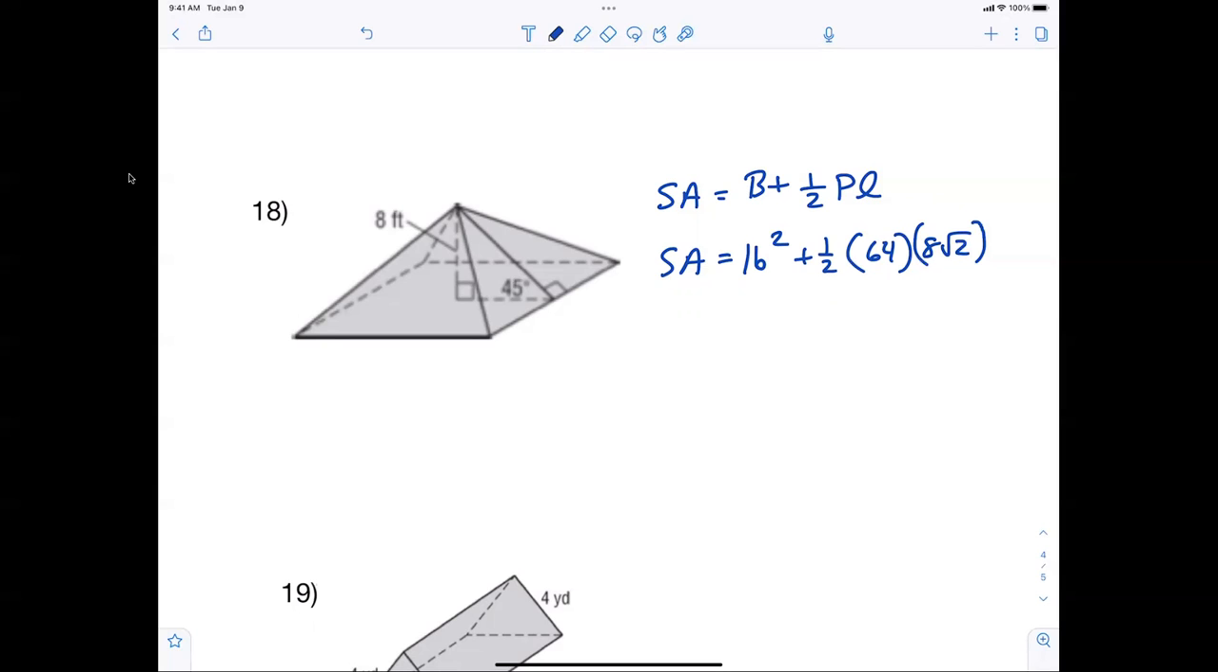All right, so here we go. We'll just call this surface area is equal to 256 plus, what is that? 256. Is that right? Yeah. And then radical 2, and then we would say square feet. Anybody have any issues with that? All right, let's knock out the next one.